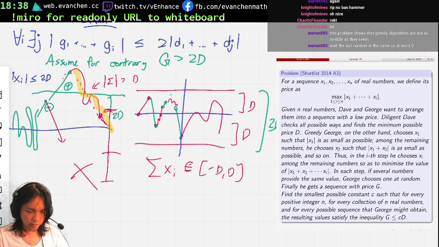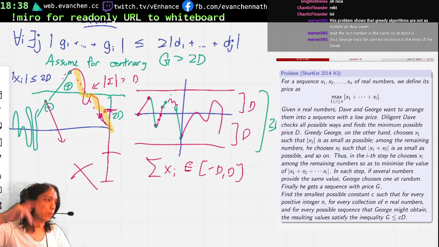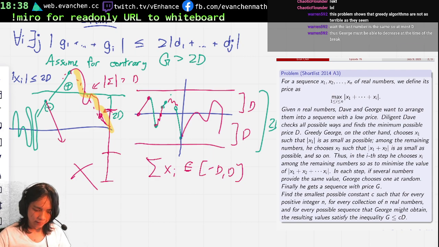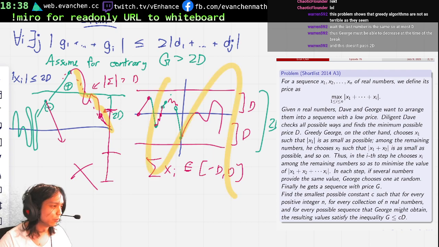Last number is the same, so at most D. Well, it doesn't matter. Yeah, exactly. 2D is so bad that there's no way that there was no negative number to bring you back, is basically what's happening. So this was even dumber than I thought it was going to be, and this thing basically doesn't matter. We don't really care what Dave does.